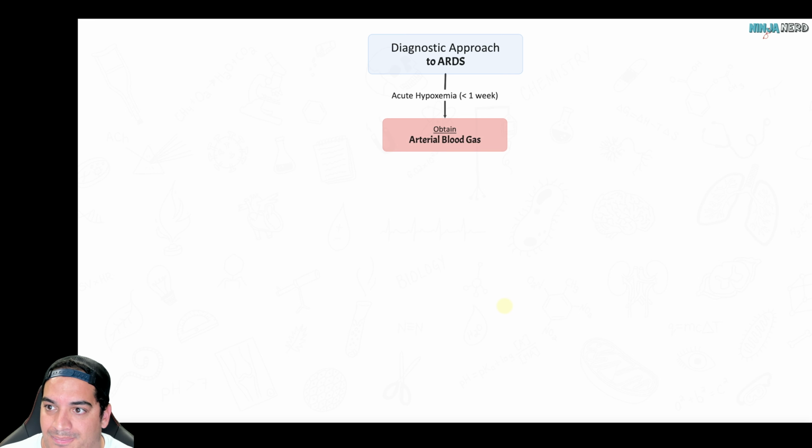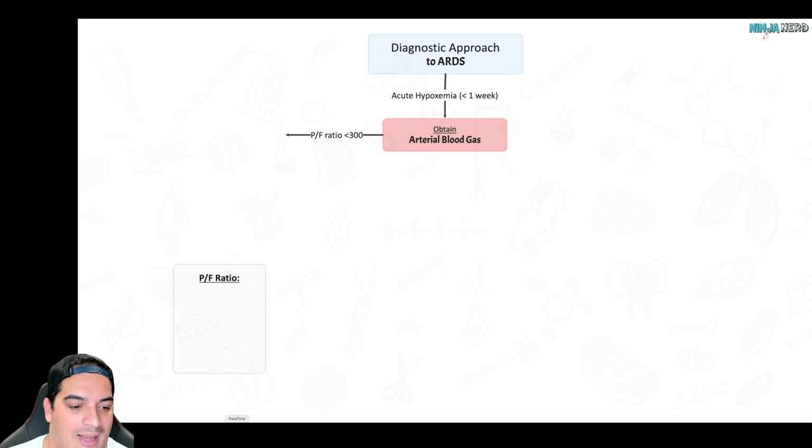You get an ABG. When you get an ABG, you look at the PF ratio. And this is basically what it says. You take the PaO2 off the ABG and you divide it by the FiO2, the percentage of oxygen you're giving them. If it's less than 300, that's really suggestive of ARDS.